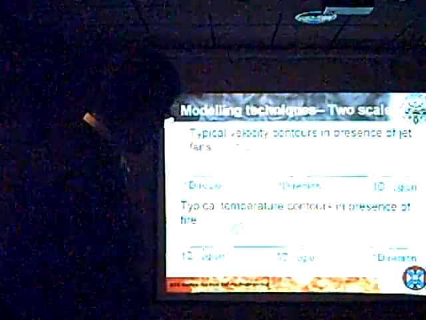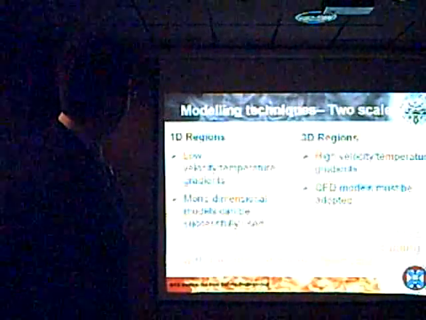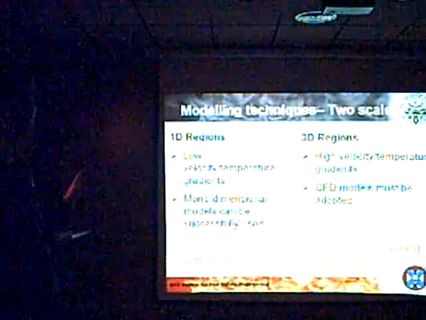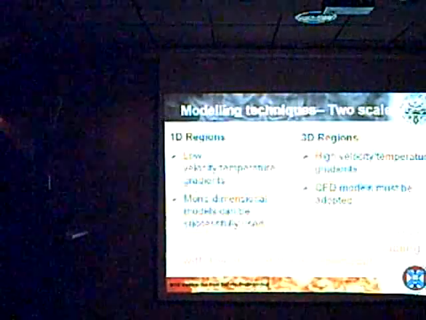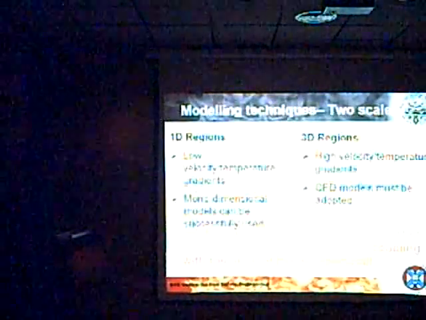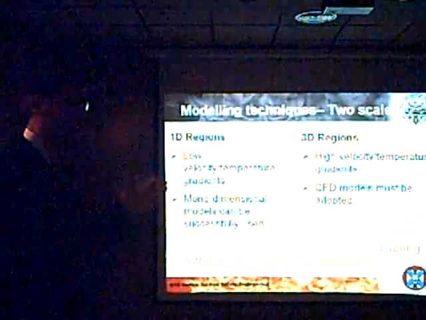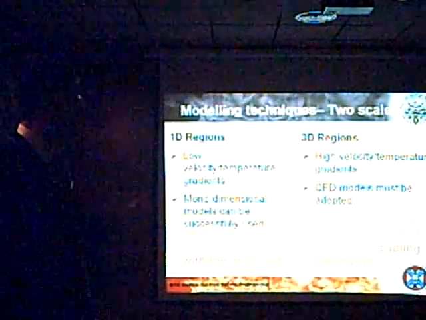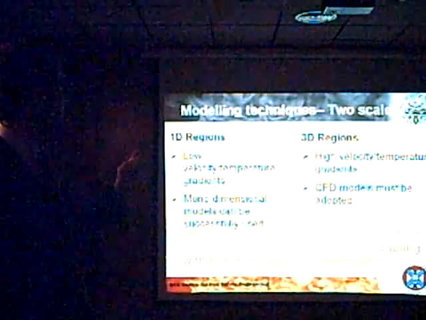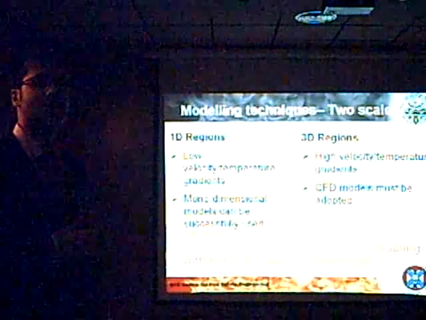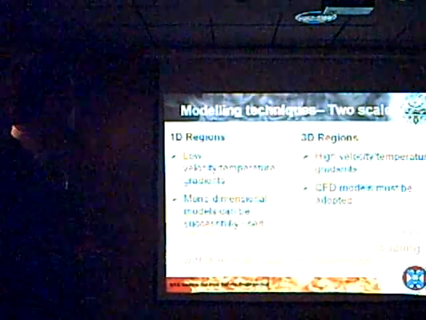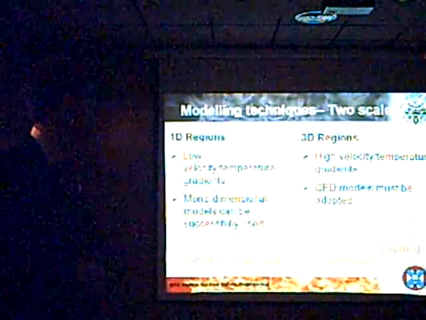So in the end, for the one-dimensional region where the flow has low velocity and low temperature gradients, we can clearly use the monodimensional model. On the other side, if the flow is behaving in a complex fashion, we have to use a more powerful tool, the CFD model.